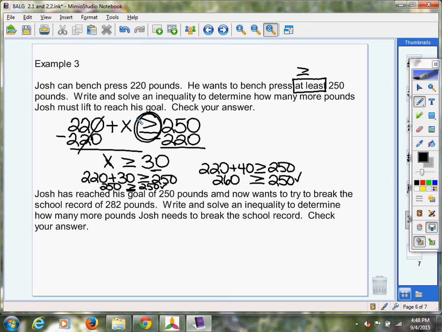All right, I'm going to leave the bottom one for you. I'm going to leave this as an extra credit. You're going to write and solve an inequality, and check your answer. So write, solve, check. Those are your 3 objectives.